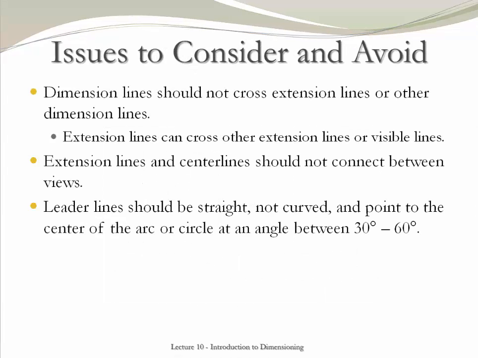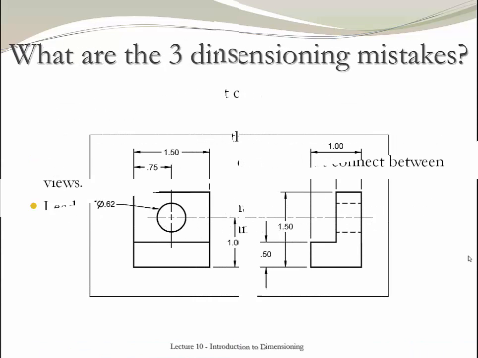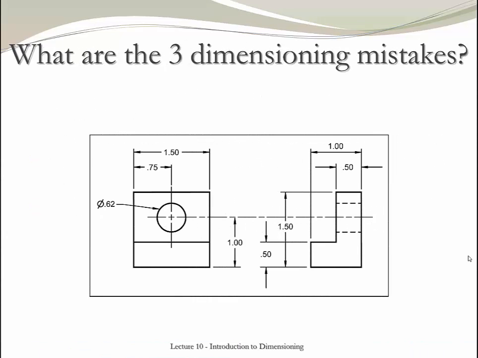These are some other issues that you need to avoid. The dimensions should never cross any extension lines or other dimensions. The extension lines and center lines should never connect between views, and the leaders should always be straight at an angle between 30 to 60 degrees. Let's now go over this example.